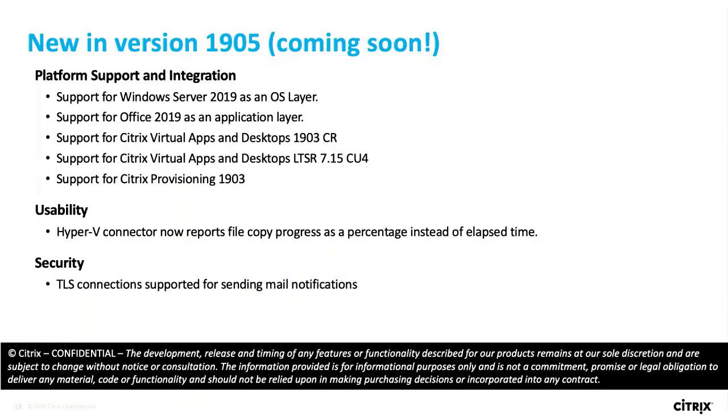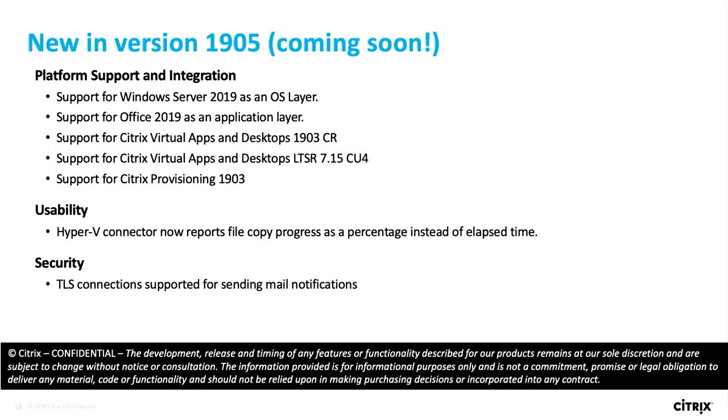And then coming real soon, we're hoping in the next week or two, we'll be releasing 1905. There are additional platform enhancements that are coming in version 1905. We will be adding Server 2019 as an OS layer. We will also be adding Office 2019 as an app layer. We will be officially supporting Virtual Apps and Desktops 1903 current release and the LTSR 7.15 cumulative update 4 and Provisioning Services 1903. We are also continuously improving the connector behaviors for Hyper-V.